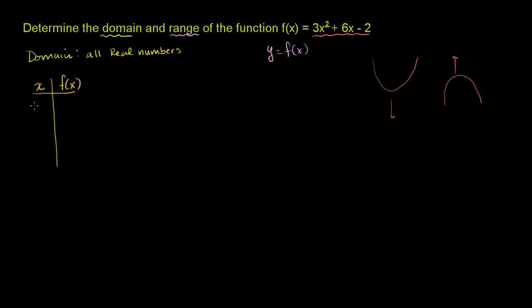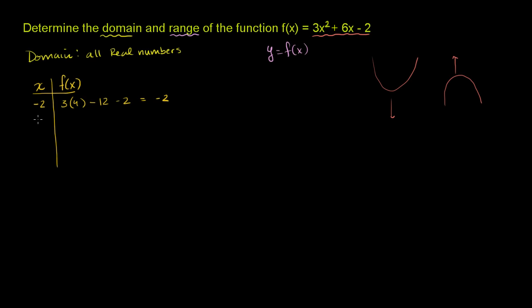So let's try the values we've been trying in the last few videos. What happens when x is equal to negative 2? Then f of x is 3 times negative 2 squared, which is 4, plus 6 times negative 2, so it's minus 12, minus 2. So this is 12 minus 12 minus 2, so it's equal to negative 2.